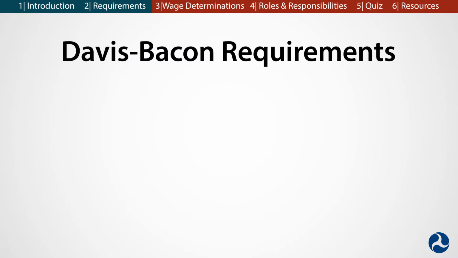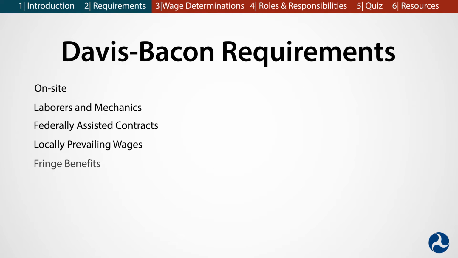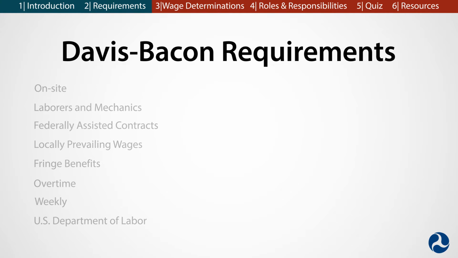The DBA can be summed up in one sentence. On-site laborers and mechanics who are working on federally assisted construction contracts must be paid locally prevailing wages plus overtime and be provided fringe benefits weekly as determined by the U.S. Department of Labor. Let's break this down piece by piece and go over each of the key elements.